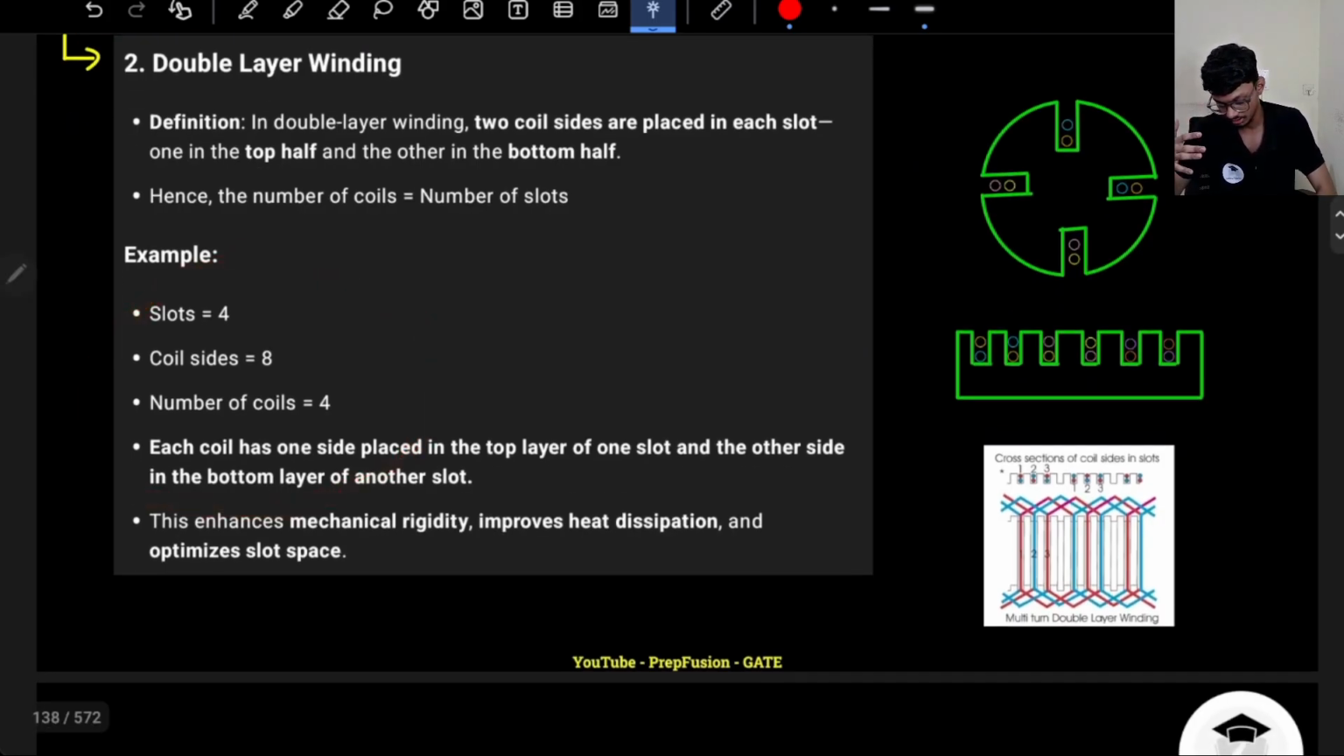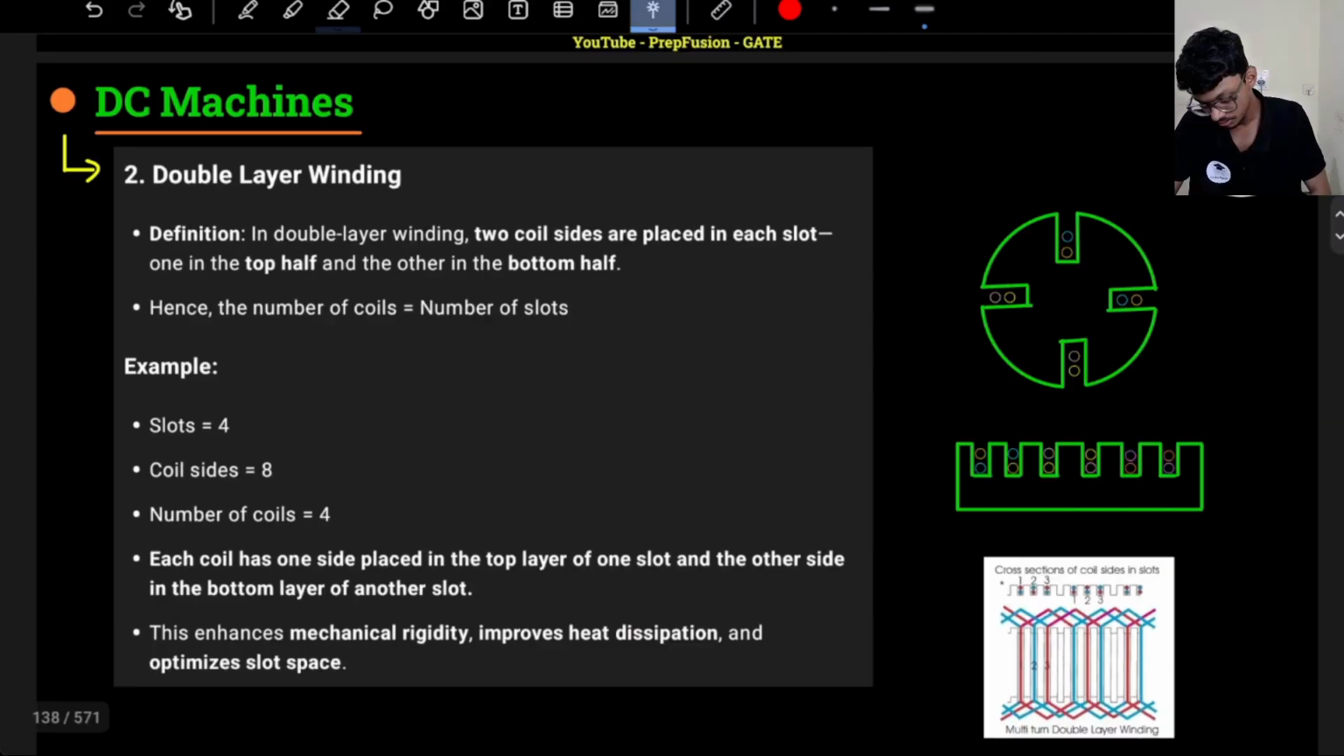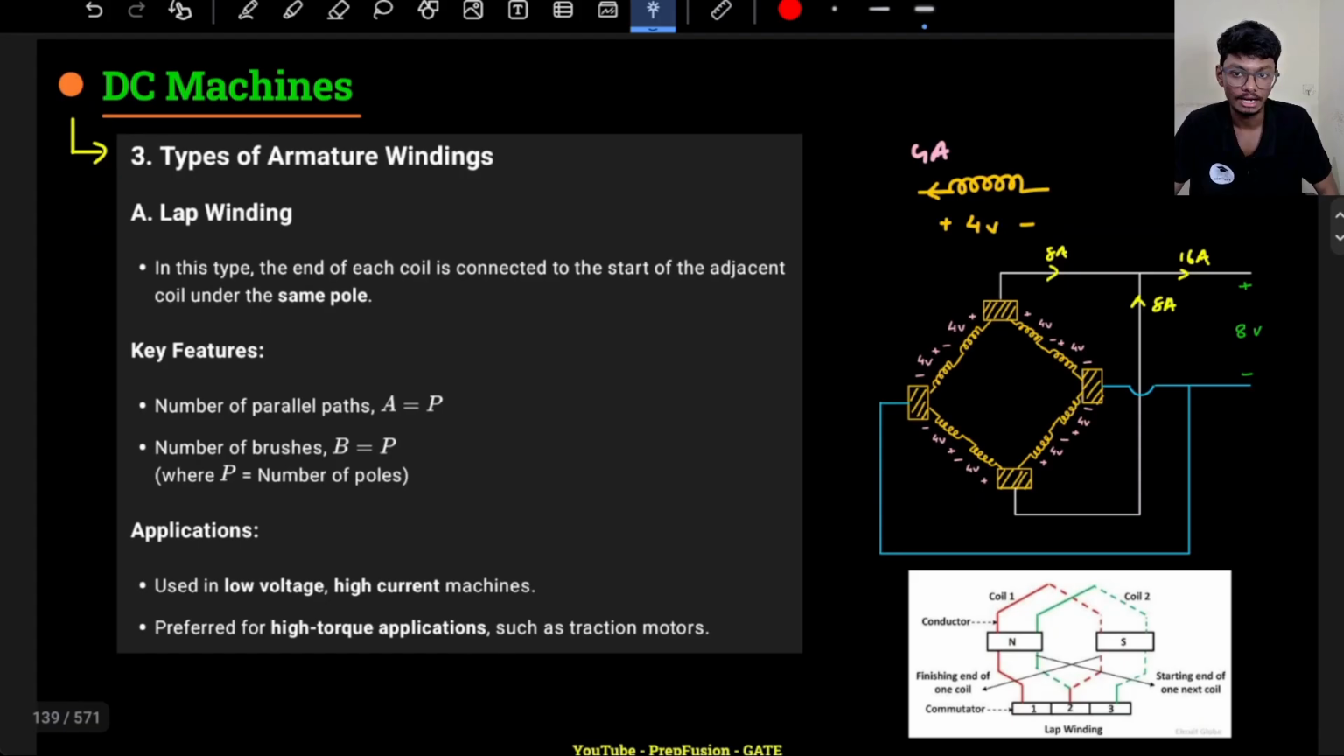So this was the example calculation. You can see the number of slots and number of coils. Each coil has one side placed in the top layer of the slot and the other side in the bottom layer. This enhances the mechanical rigidity, improves heat dissipation and optimizes the slot space. Because we're using the space very well, we are carrying more coils, so more EMF will be induced. That is better.